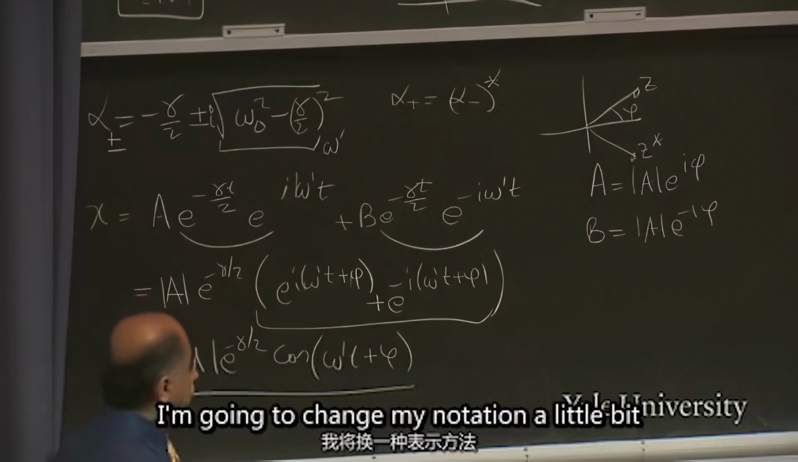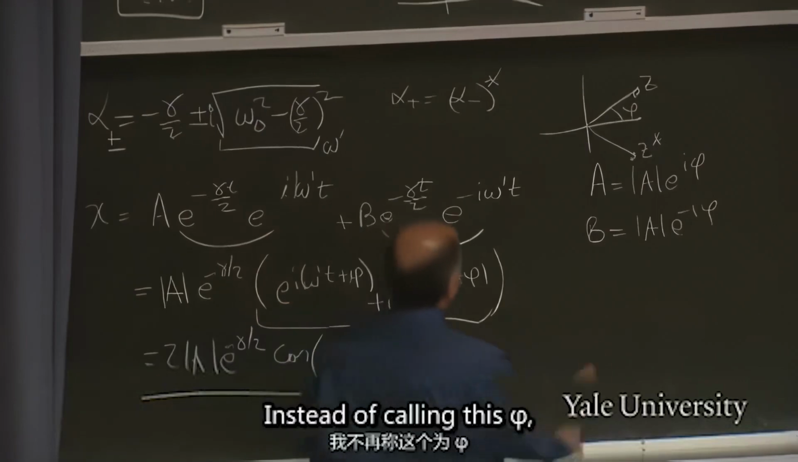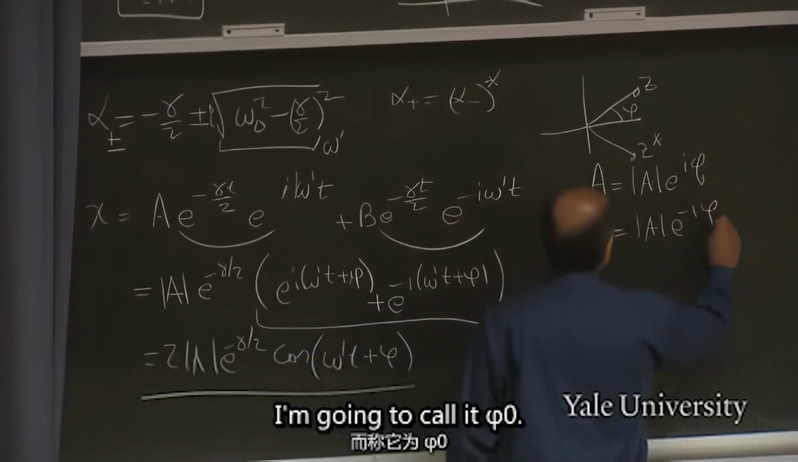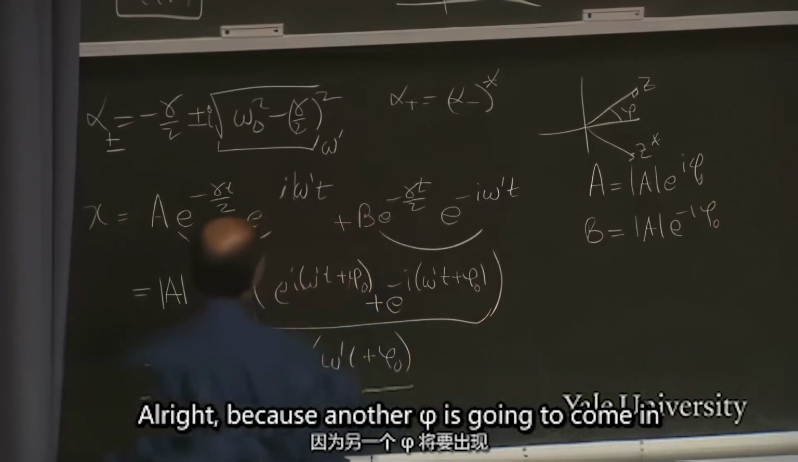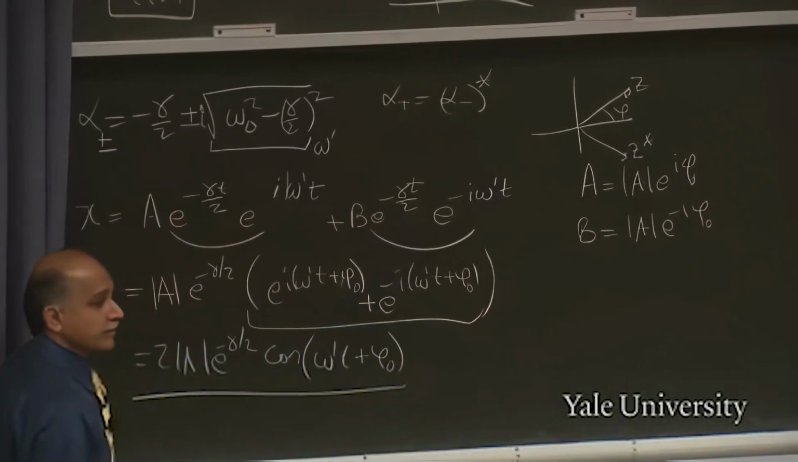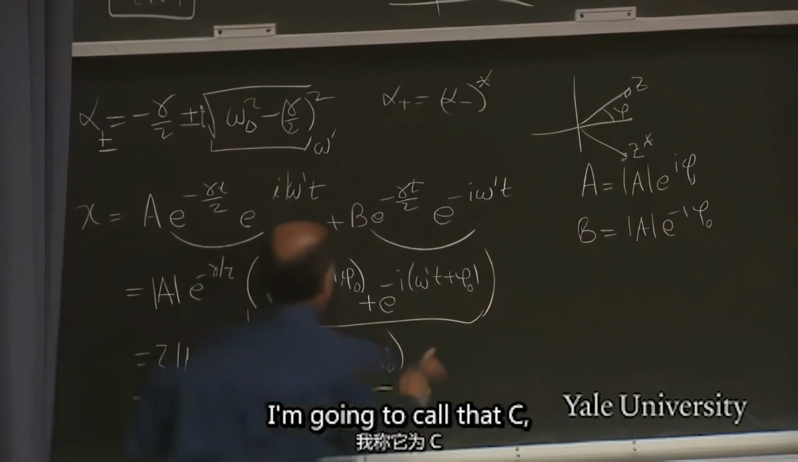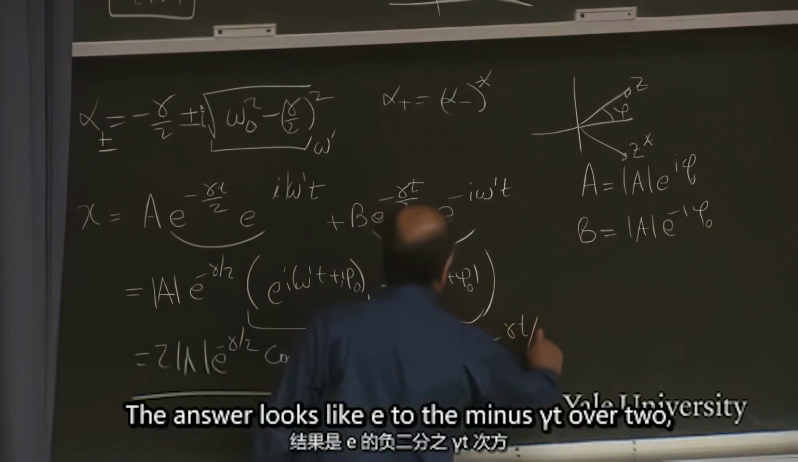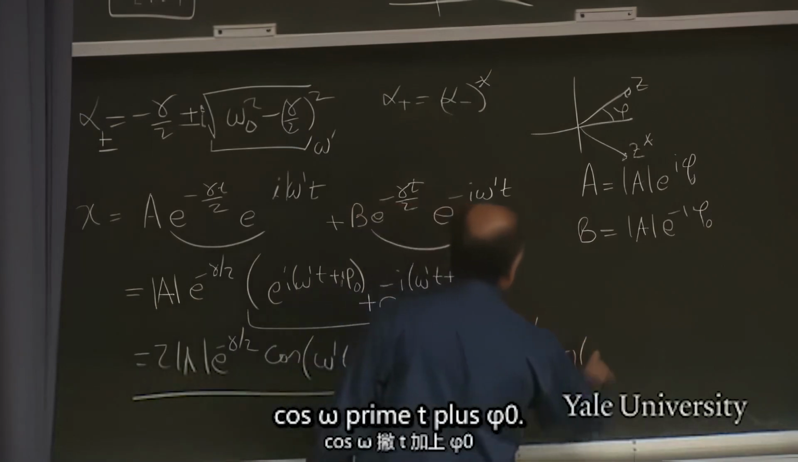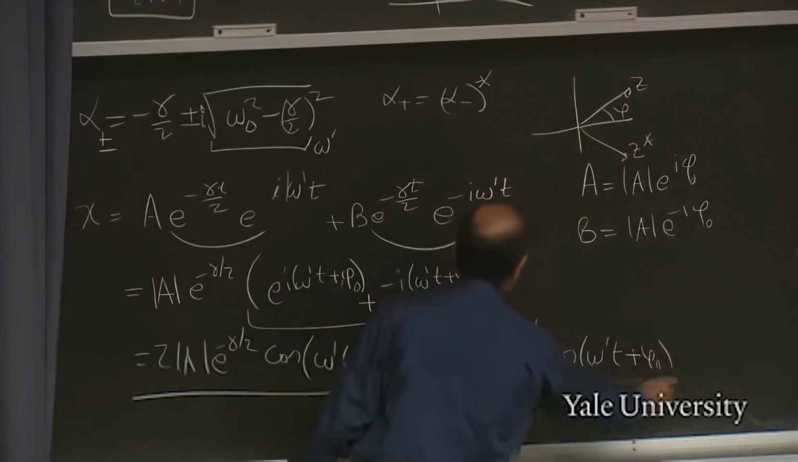At this point, I'm going to change my notation a little bit in view of what's to come. Instead of calling this phi, I'm going to call it phi 0, because another phi is going to come in, and I want to separate those two. So 2 times A is a new number. I'm going to call that C. And this is the bottom line. Answer looks like C e to the minus gamma t over 2 cosine of omega prime t plus phi 0.